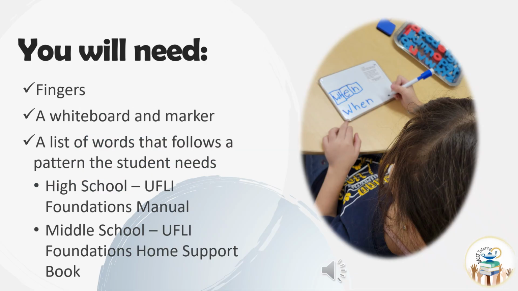To do this step, you only need a few things. To begin with, you need your fingers because before we spell this word, we are going to stretch the sounds using finger stretching. Then the child needs a whiteboard and a marker so that they can draw the boxes and so that they can then spell the words using the sound boxes. You also need a list of words that follow the pattern that the student is practicing. So you'll find that list of words either in your UFly Foundations manual or on the home support practice page.